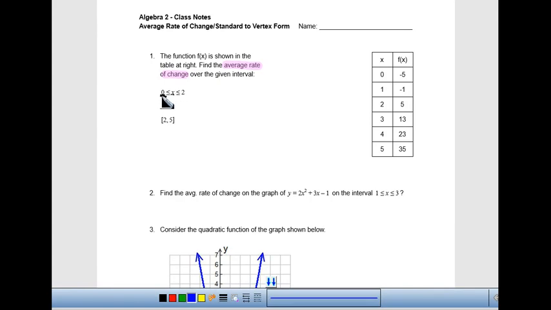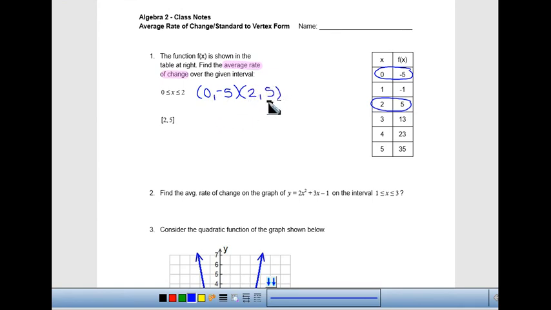When x is equal to 0, what point am I looking at? On a table, we have an x and a y. So when x is 0, y is -5. This will be my first point. The other end of this interval is when x is equal to 2. Come over to the table, find x equal to 2, and you'll find out that y is equal to 5. That's my second point.